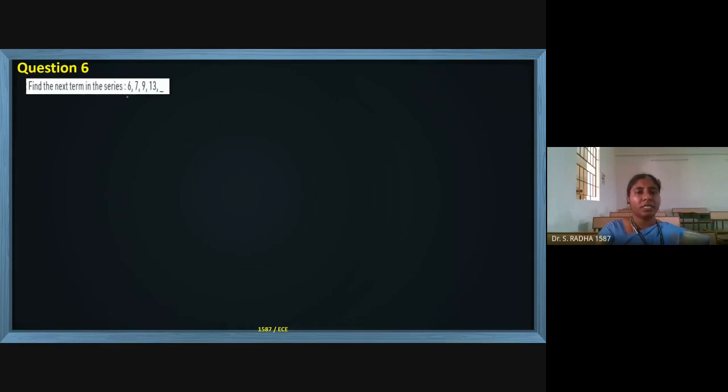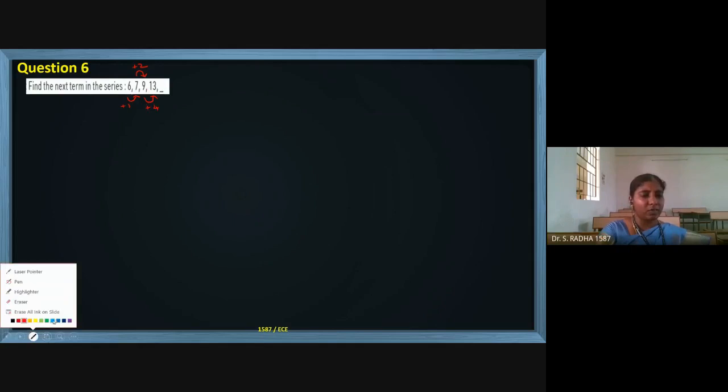If you see here, plus 1 is added, and from here plus 2 is added, and here plus 4 is added. What is the next term? You observe what is going on here. From first to second term, 1 is added. From second to third term, 2 is added. And third to fourth, 4 is added. It is just multiplication going on.